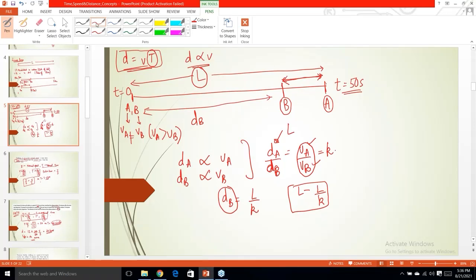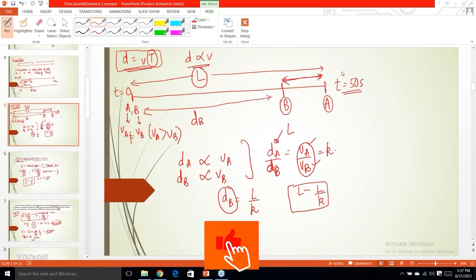Quickly again, both have traveled for the same time. If both have traveled for the same time, then the distances traveled will be in the ratio of their speeds, which means dA by dB will be equal to VA by VB. Assume VA by VB is known to you in this case. Let's say that is K, right? dA is obviously L because L is the total distance that A has traveled. So from here, given L and given K, you can find out dB, which is the distance B has traveled in terms of L and K.